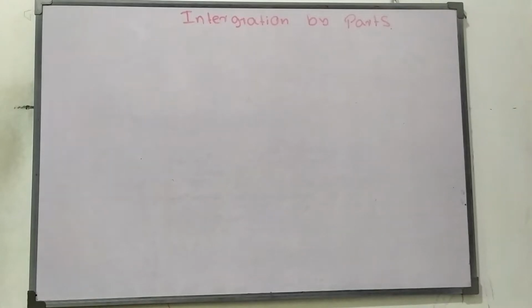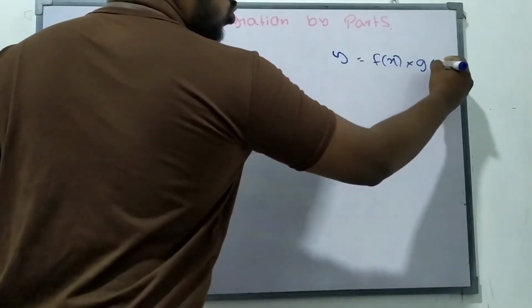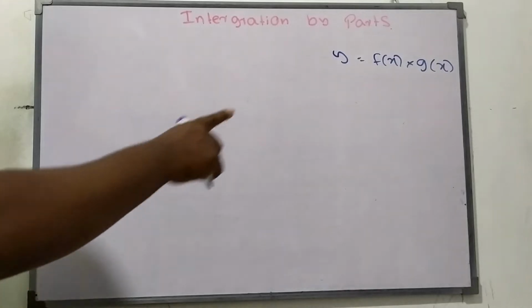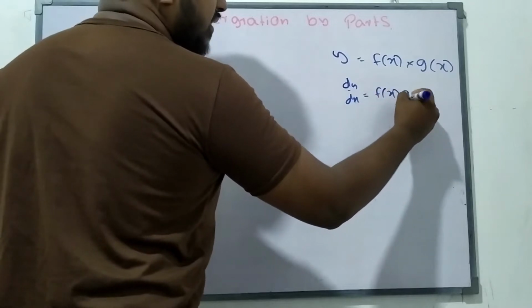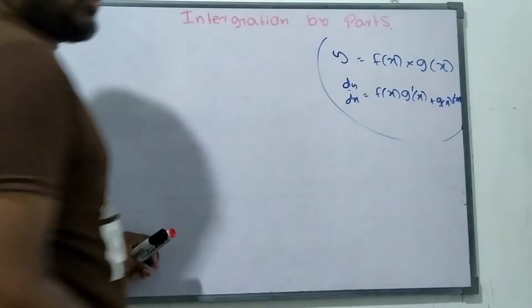We have a theorem for the differentiation of two functions which are connected in a multiplication way. This is known as the product law of differentiation. Normally we differentiate it like f(x) into g'(x): dy/dx = f(x) g'(x) + g(x) f'(x). So this is the differentiation rule.